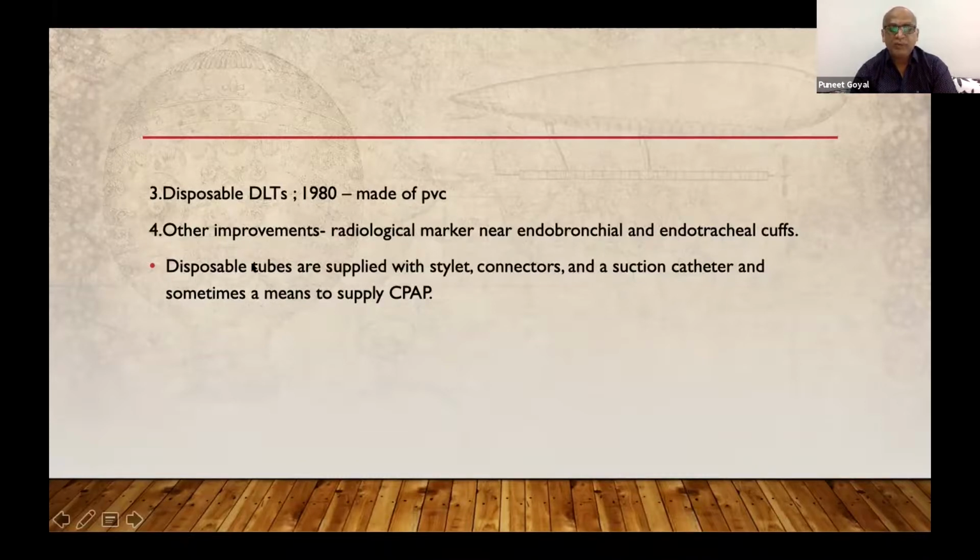The other improvement in the design of the DLT is the radiological marker, which has been placed near the endobronchial or endotracheal cuffs. And these disposable tubes are supplied with a stylet, connector, suction catheter, and sometimes even a means to supply CPAP to a non-ventilated lung. So these are coming in a comprehensive package and they are easier to use.